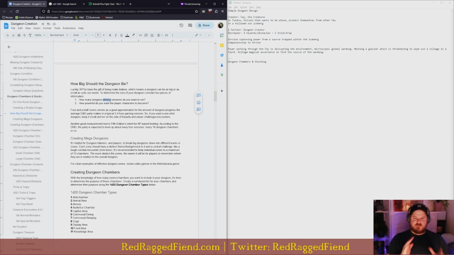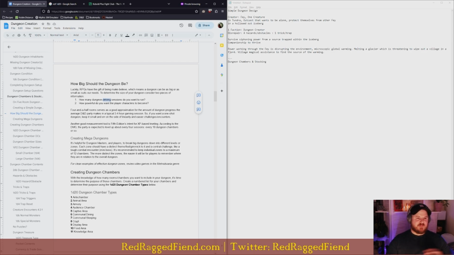Their bar is that a party should be leveling up about every 4 game sessions, and that's a standard 3 to 4 hour game session. So if you don't want characters to level up in the dungeon, then you know that you need to make a smaller dungeon than that. Or if you want them to level up twice, you need to make twice as much dungeon.